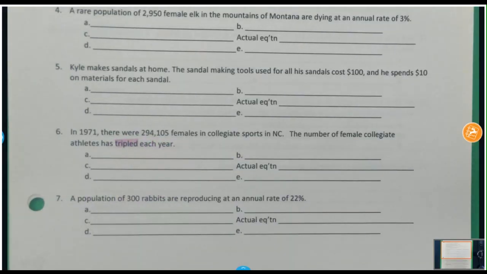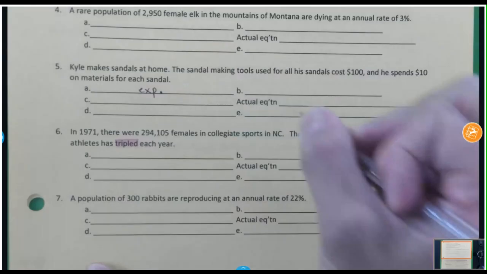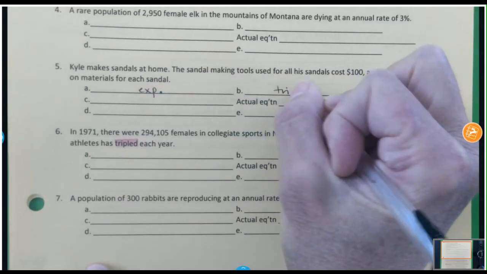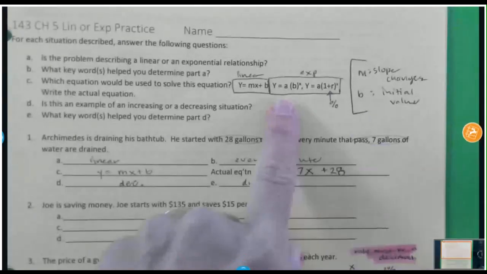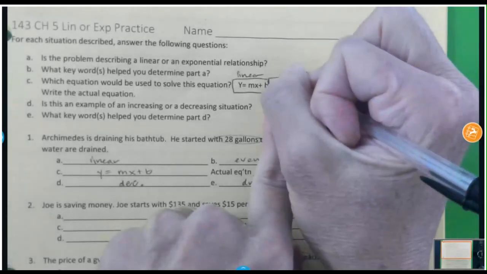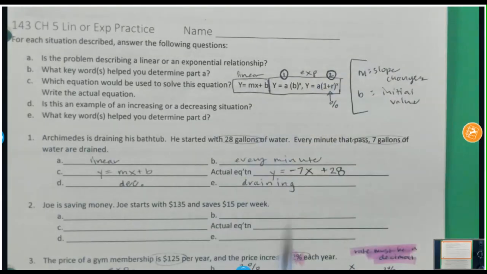So we look at our options. A, is this describing a linear or exponential? Exponential. And what word told you that this was exponential? Triple. That is very important. Now, you've also got to know what triple means, but we'll get to that in a minute. All right, so we know it's exponential. We go and look at our options. It's either option 1, this is option 1 over here, or it's option 2. But what do you have to have for option 2? A percent, and we don't have that. So it is option 1.